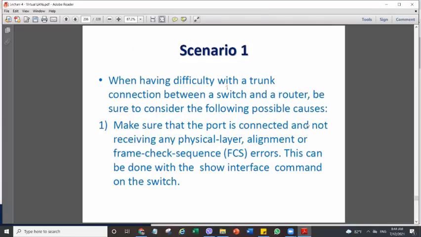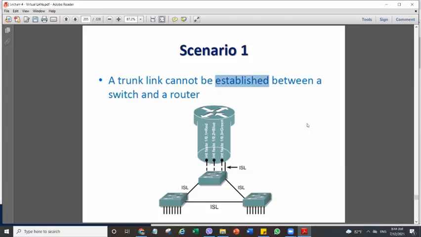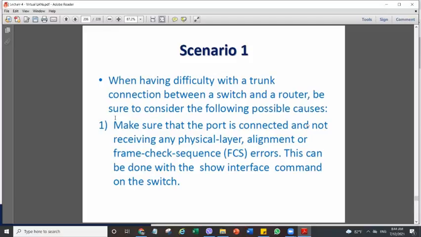When having difficulty with the trunk connection between the switch and router, be sure to consider the following possible causes. Such a scenario can happen due to many things, right? A few causes are discussed here. The link between the switch and router we introduced through the sub interfaces, but we were not able to implement it successfully due to some reasons.